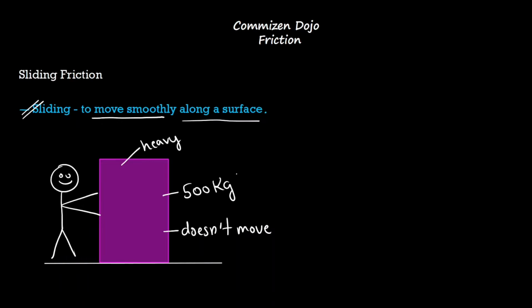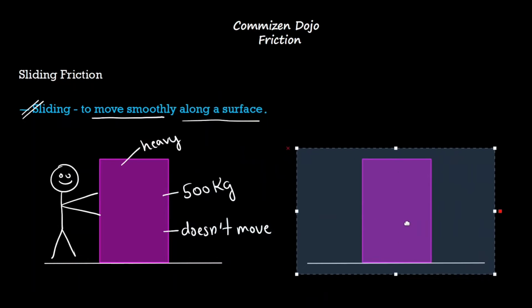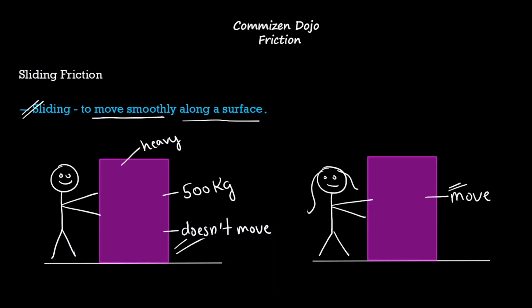Fine, understood. But now let's say, on the other hand, you have the same box, but this time your friend Priya decides to push the box. Now when Priya pushes, the box actually starts to move. So in one case we weren't able to move the box, and in the other case our friend Priya was able to move the box.